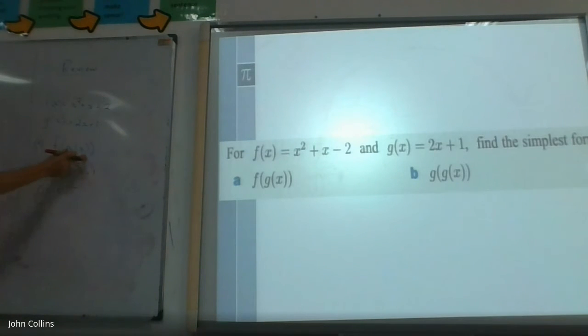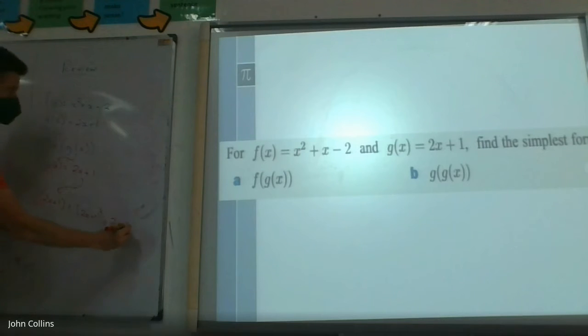So this says to substitute the g function into the f function. The g function on the inside, it replaces the x in the f function. So it's the f function with the g function in it. Which means I replace this x with 2x plus 1. That's that x replaced. That's what I squared. And I replace this x with 2x plus 1. And then I just subtract 2 at the end. So those used to be just x's, now they've got a function in instead of x. Also just substitution, but a little bit more difficult.